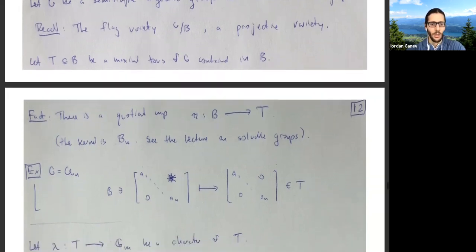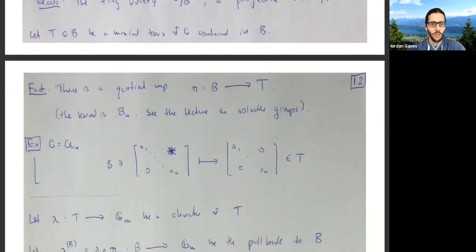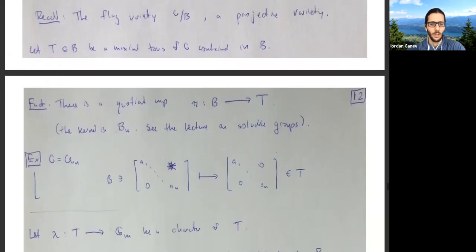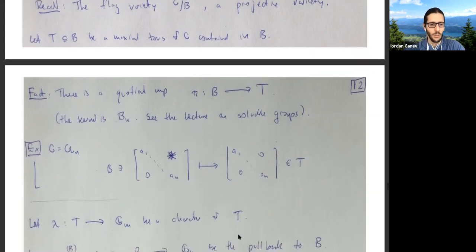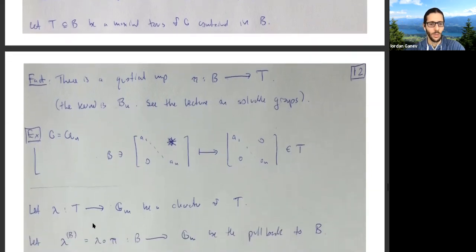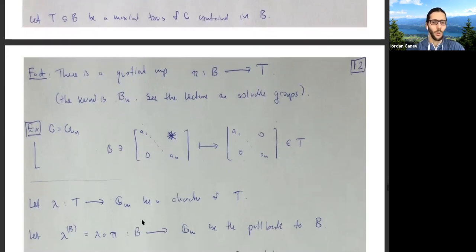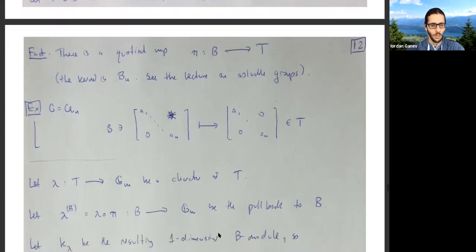Okay, so now I want to describe a procedure that takes a character of the torus and produces a line bundle on the flag variety. So let's see how this works. Let's take a character of the torus. So this is just an algebraic group homomorphism from T to G_m. And now let's pull it back to a character of the Borel subgroup. So we have a character of T here, we pull it back, we get a character of B. That's all that's happening there.